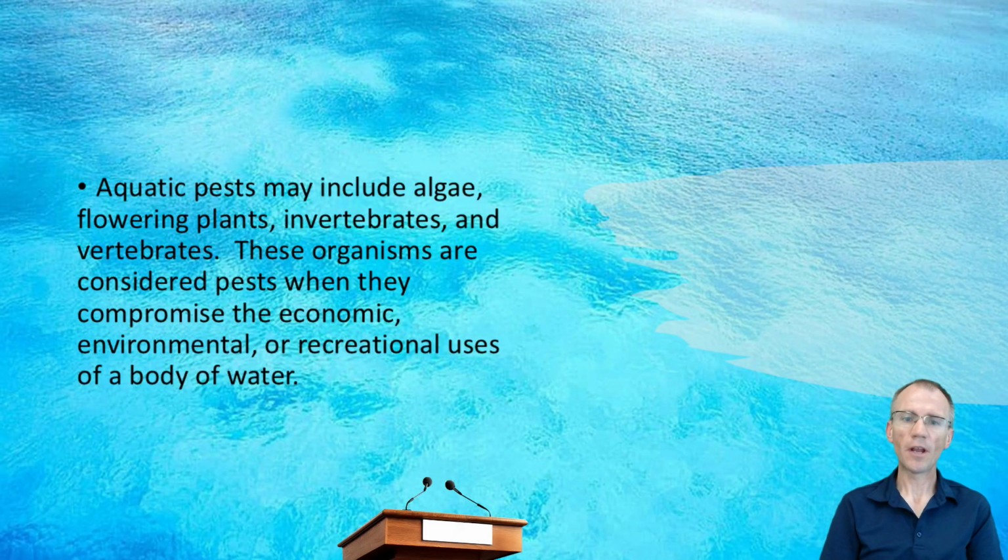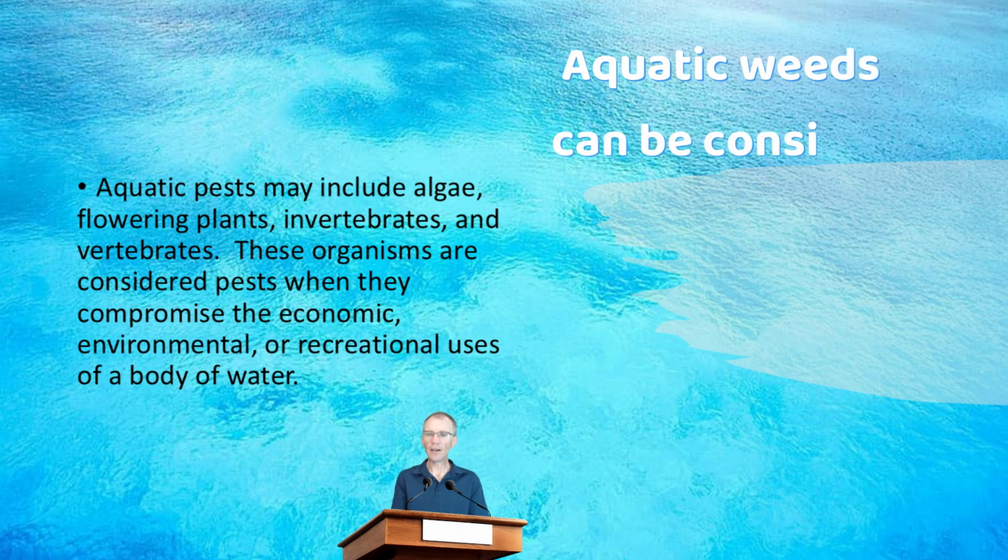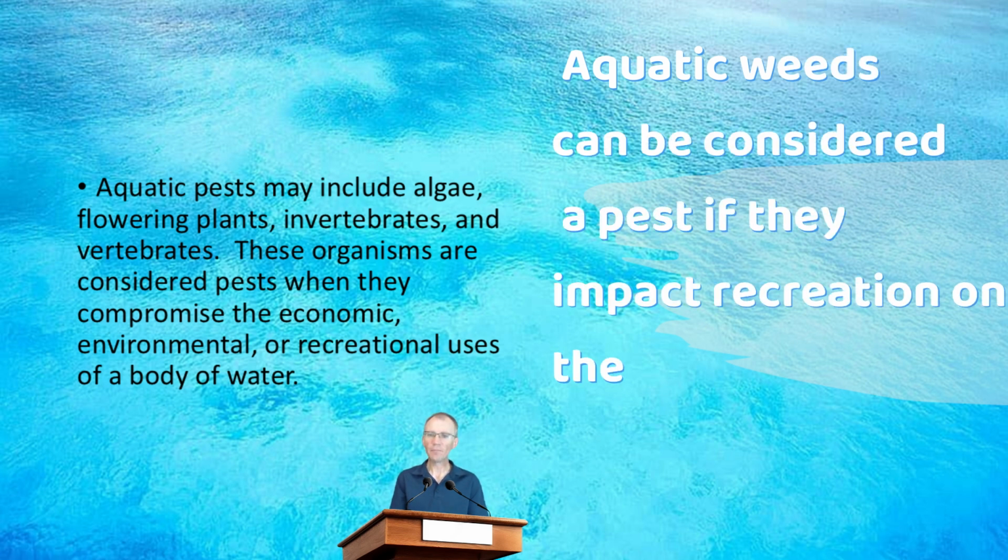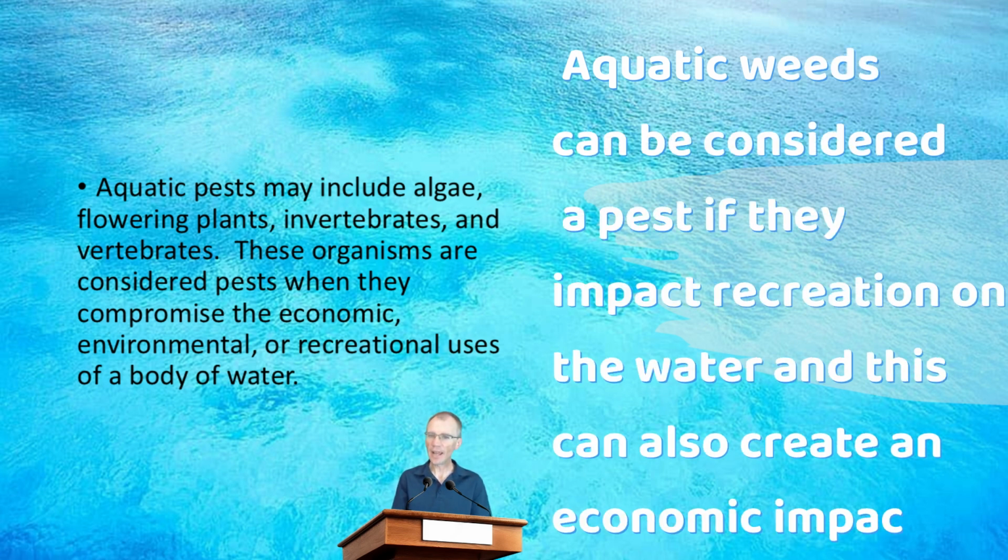It's important to note here what can be included as an aquatic pest. Aquatic pests may include algae, flowering plants, invertebrates, and vertebrates. These organisms are considered pests when they compromise the economic, the environmental, or recreational uses of a body of water. You need to understand aquatic weeds can be considered a pest if they impact recreation on the water, and this can also create an economic impact.